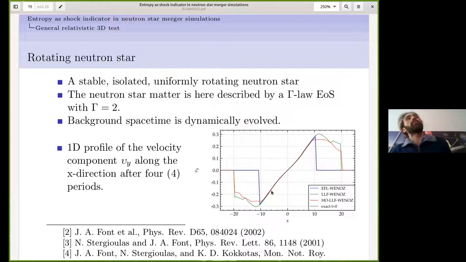96 points in each direction. Yes. But this is quite low resolution. It's not the lowest, but it's okay.